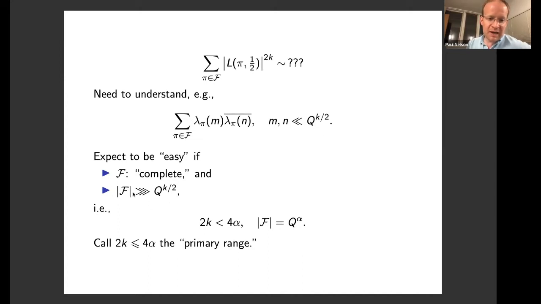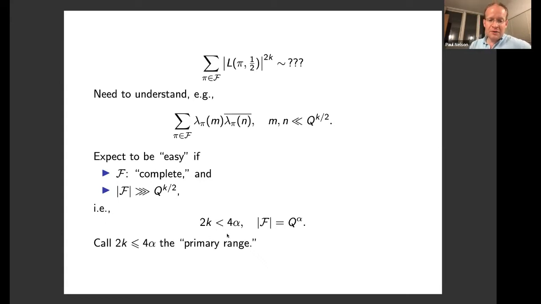So you need the family size to be sufficiently big in order to expect, after something like a trace formula, for there not to be any off-diagonal contribution to the sum, meaning the sum over the family should just detect the diagonal condition. And that happens precisely when the family is a bit bigger than Q to the k over 2, where Q is, again, the analytic conductor of the pi's.